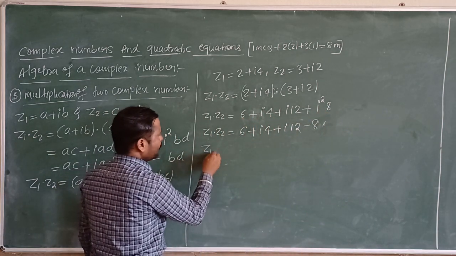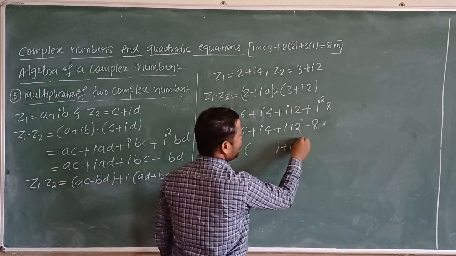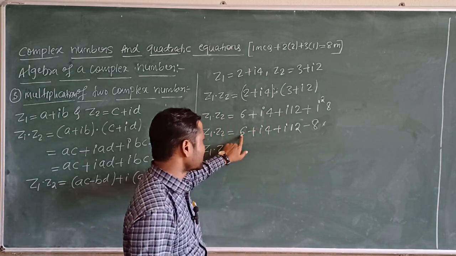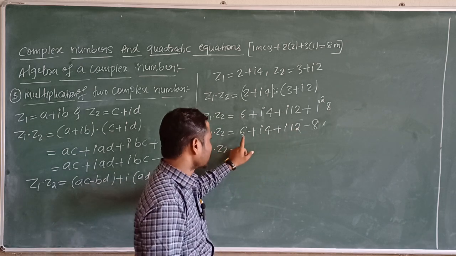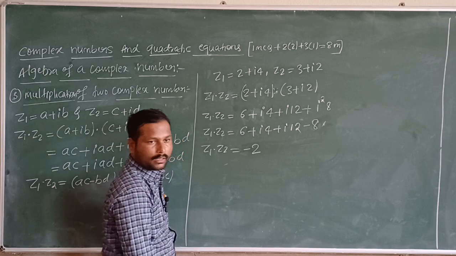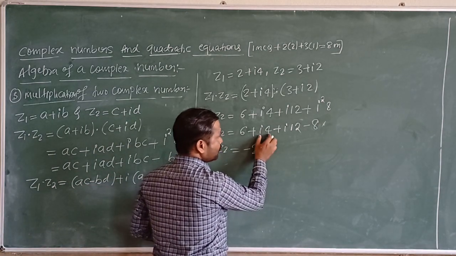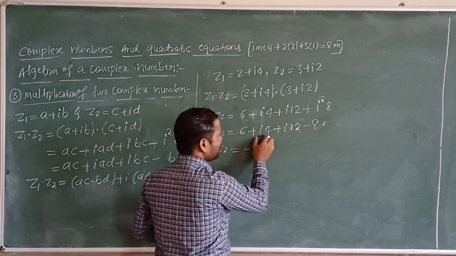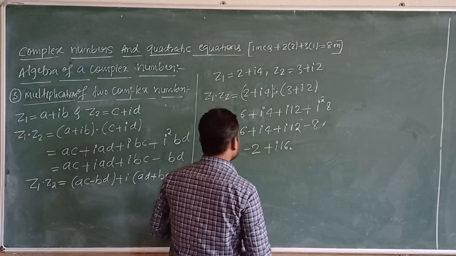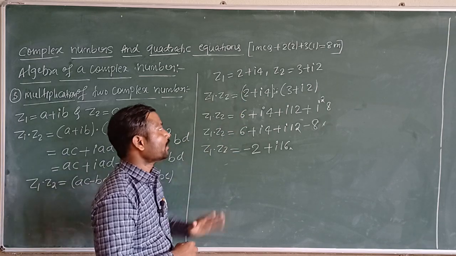Z1 into z2 is equal to, take the real part on one side plus the imaginary parts on the other side. We can do it directly, no worry. Check here: the real part is 6, and here the real part is minus 8. 6 minus 8 is nothing but minus 2, that is the real part. Then go for the imaginary parts here: this one is i4, this one is i12, plus i4 plus i12, it becomes plus i16. That is minus 2 plus i16, the answer for the given question now.